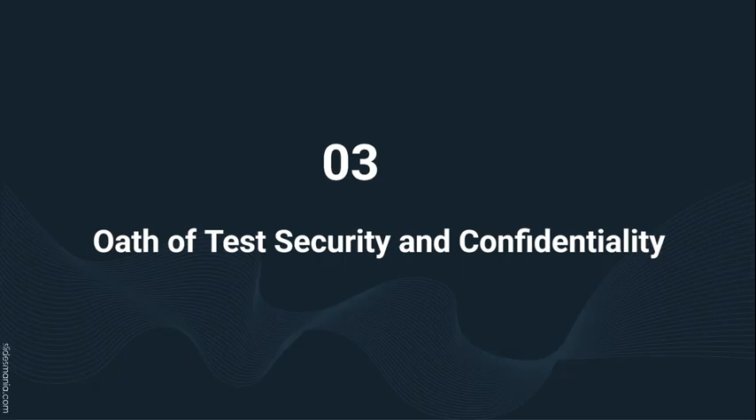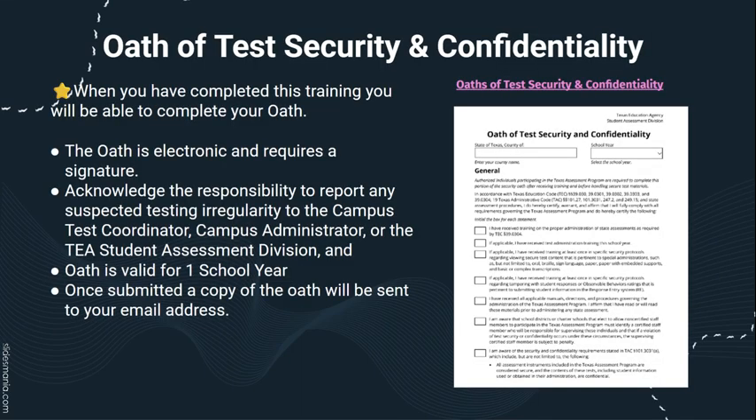Oath of Test Security and Confidentiality. The final step in your training is to submit an Oath of Test Security and Confidentiality. When signing this oath, you will acknowledge the responsibilities to report suspected testing irregularities to the campus testing coordinator, campus administrators, or the TEA Student Assessment Division, and that you are aware of the range of penalties that may result from a violation. This oath is valid for 1 school year.